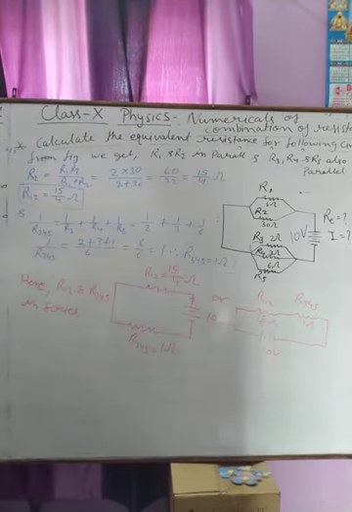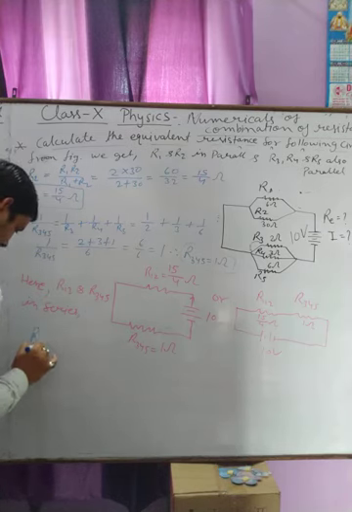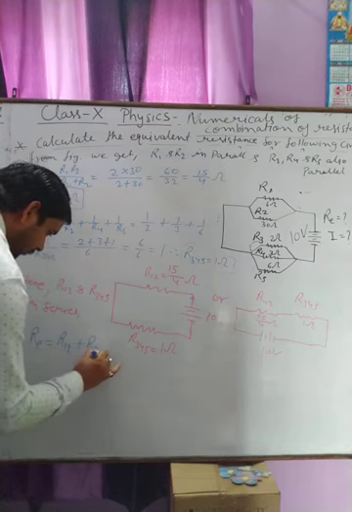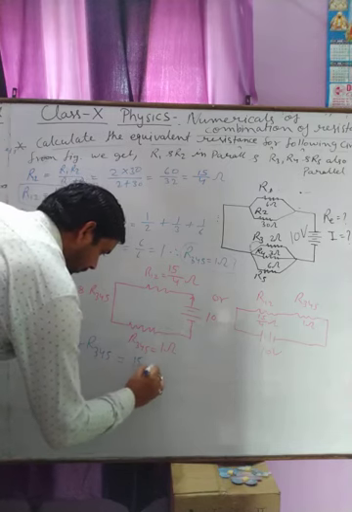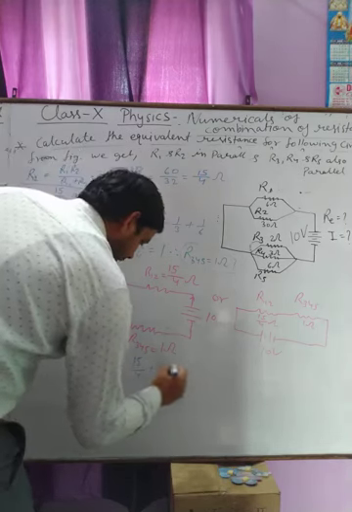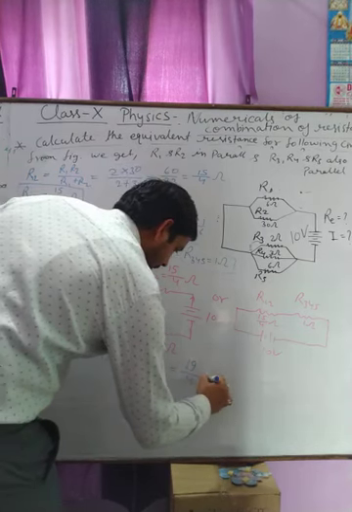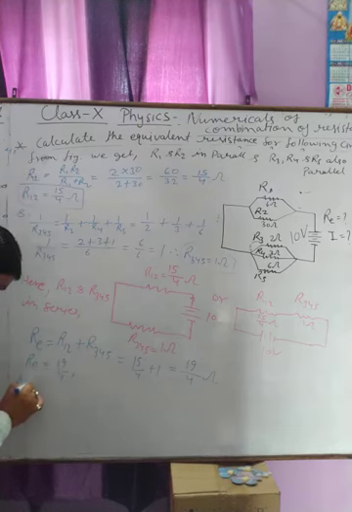Okay student, either of the two circuits can be drawn after this. Now we solve this. R equivalent is equal to R12 plus R345, that is 15 by 4 plus 1. On solving we get 19 by 4 ohm. This is R equivalent.